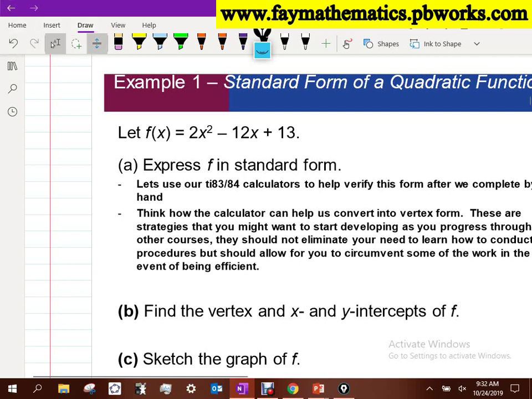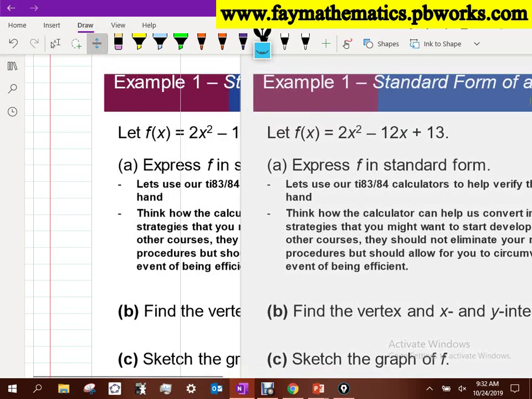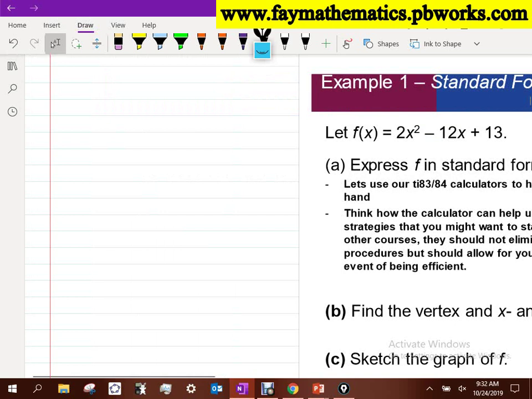So what we want to do is take that function and see if we can put it into vertex form. Okay? This is something that you've been doing since Algebra 1. We're going to complete the square on that.